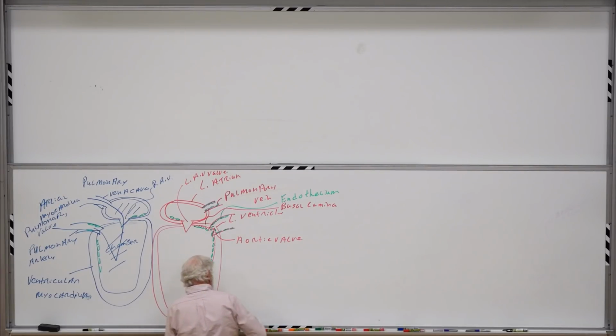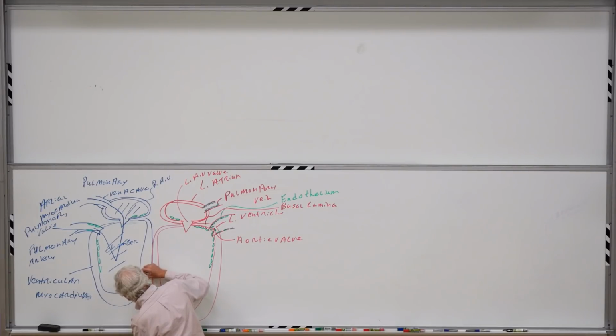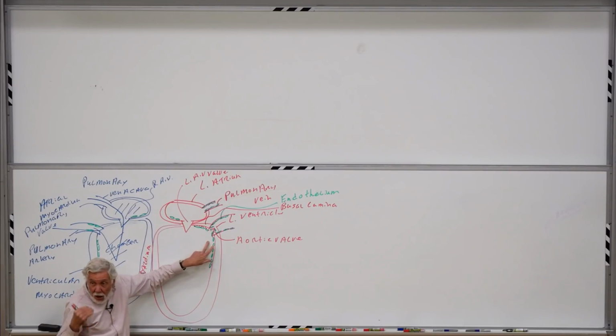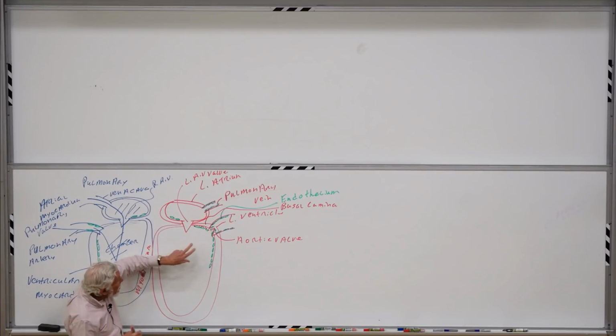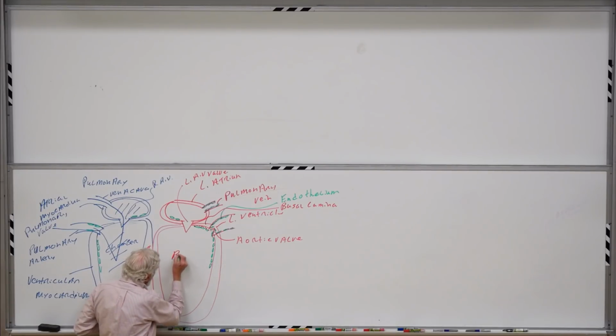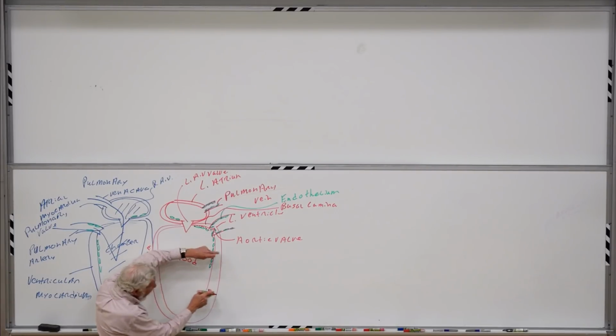Then this structure here is the wall. This is the myocardium. So the endothelial cell lining separates the blood in the chamber from the muscle cells of the myocardium. We always have a layer of cells separating the blood from this muscle cell layer, the myocardium.